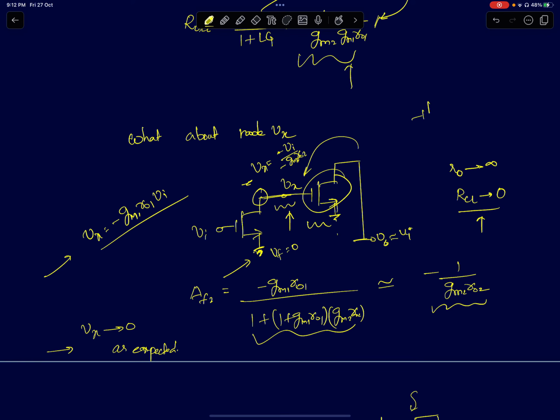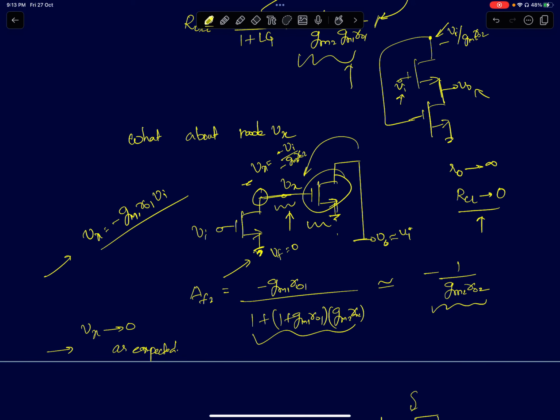So if you draw the flipped voltage follower, it looks something like this. The drain is fed back here. So as this input and output are changing, the change at this node voltage is very small. It's actually the change in Vi divided by GM2 RO2 with a negative sign.